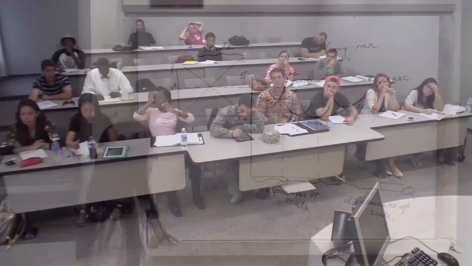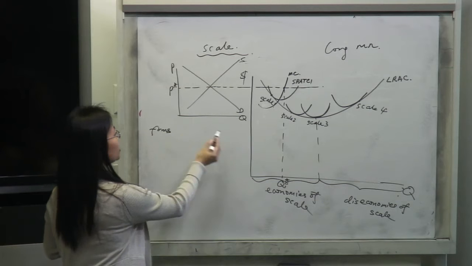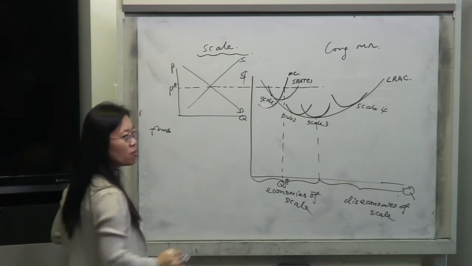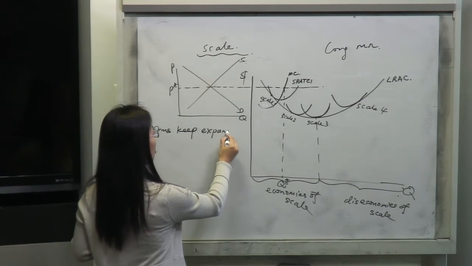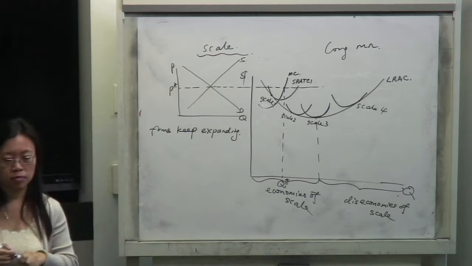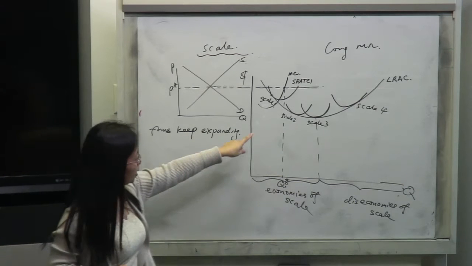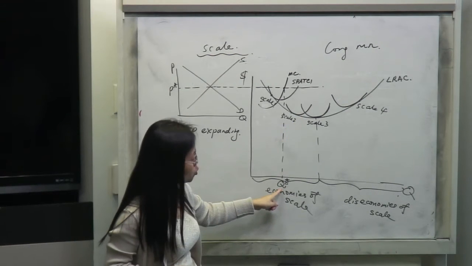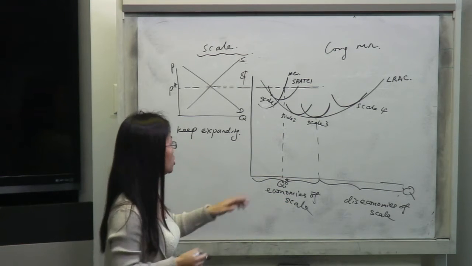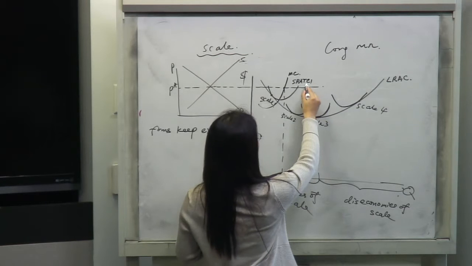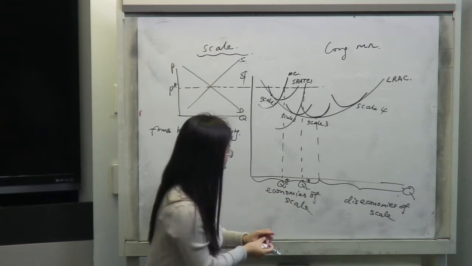So the firm is not going to be content with whatever profit they made here. They're going to keep expanding. If the firm keeps expanding and the scale keeps increasing, what's going to happen to the output? It's going to go up. Now the output for scale 2 is here.